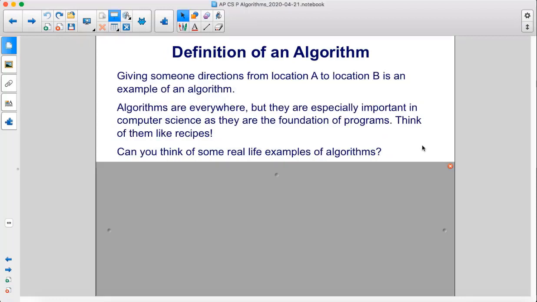Giving someone directions from location A to location B is an example of an algorithm. Algorithms are everywhere, but they are especially important in computer science as they are the foundation of programs. Think of them like recipes. Can you think of some real-life examples of algorithms?